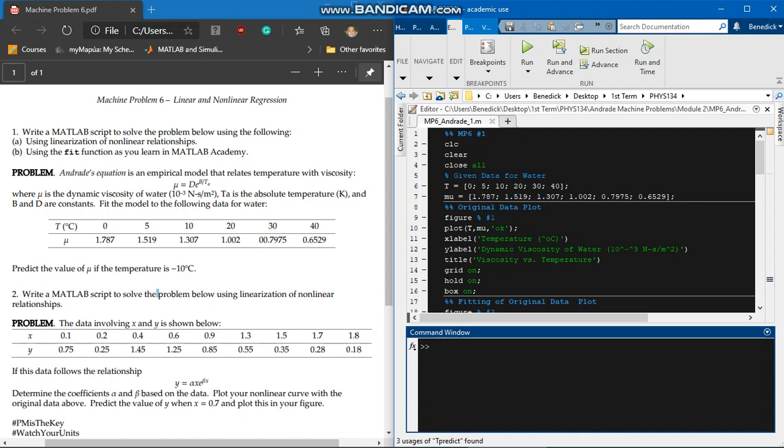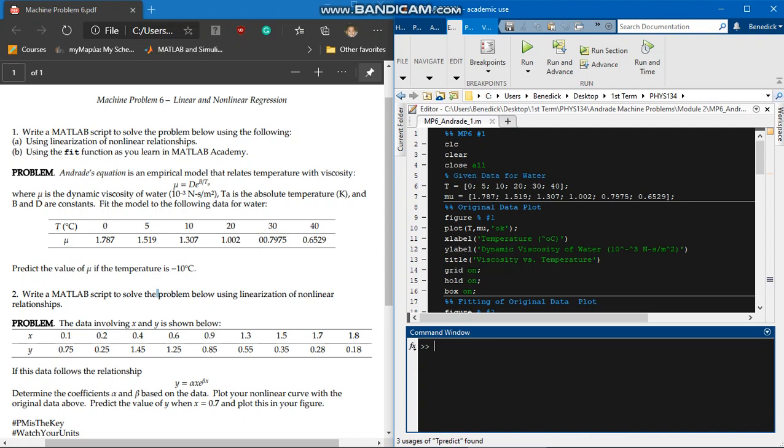The Andrade equation is an empirical model that relates temperature with viscosity. So mu is equal to D e raised to B over T_a, where mu is the dynamic viscosity of water, T_a is the absolute temperature, and B and D are constants. Here we have the following data for water.